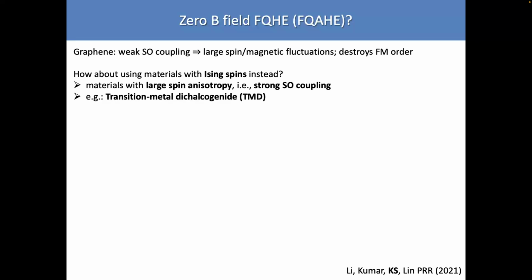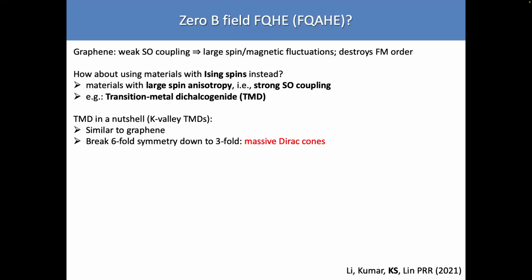Luckily, there is already a family of materials with Ising spin: transition metal dichalcogenides. These are 2D materials, a big family of them. It's similar to graphene, but with two major differences. First of all, the rotational symmetry is 3-fold instead of 6-fold, which means the Dirac point in transition metal dichalcogenides is massive. It's gapped, not massless. And more importantly, transition metal dichalcogenides have large spin-orbit coupling, and the spins there are Ising. That's exactly what we need.